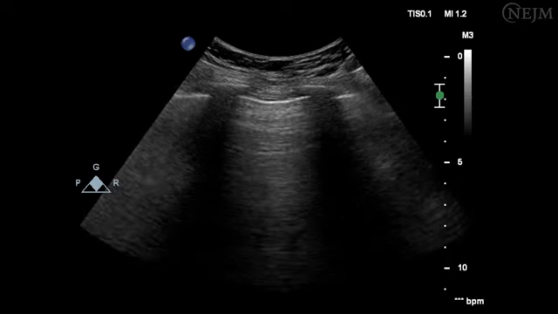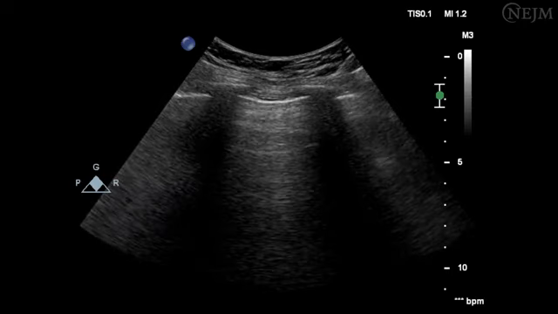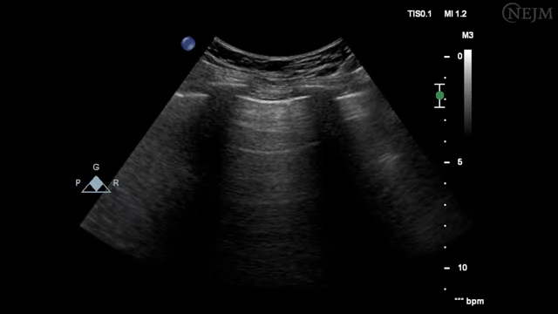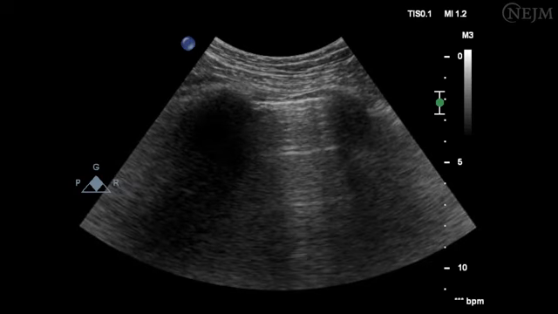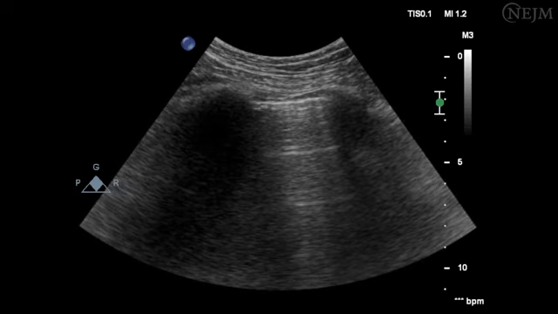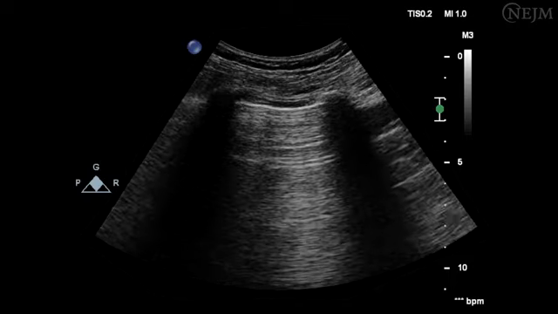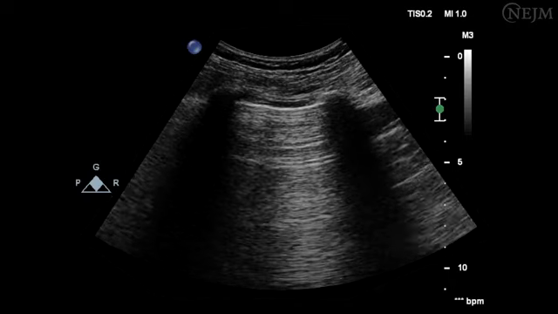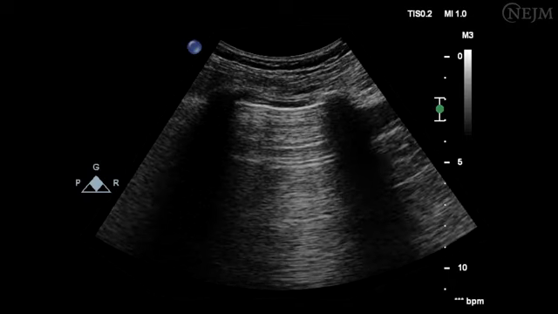Presence of lung sliding rules out the presence of pneumothorax on the area that is scanned. Absence of B lines or subpleural lesions can be found in a healthy lung, while the absence of lung sliding is not specific to pneumothorax and may result from other conditions, including bronchial obstruction.